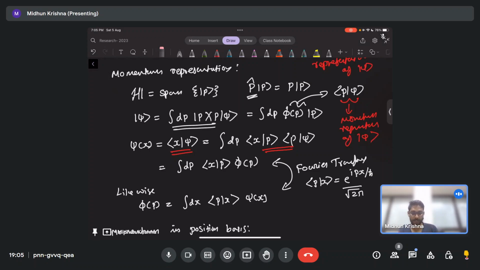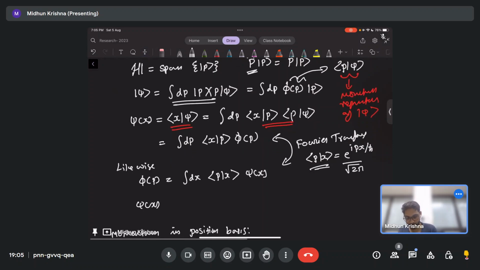One thing you can notice is this looks like a Fourier transform. So if I put expectation of p|x to be this quantity, e to the power minus ipx by h cut, then psi of x and psi of p are related by Fourier transform. This is something that I mentioned last time.